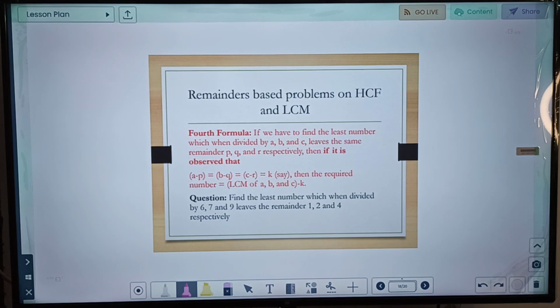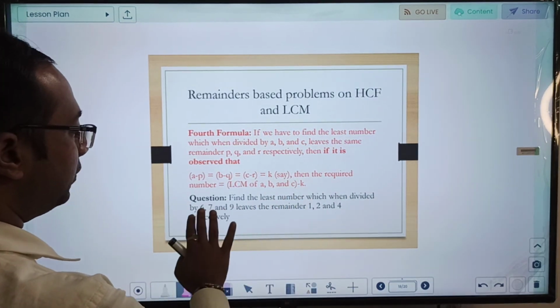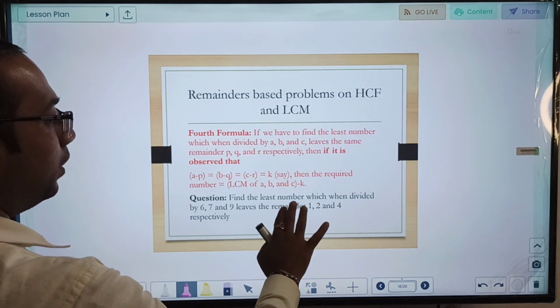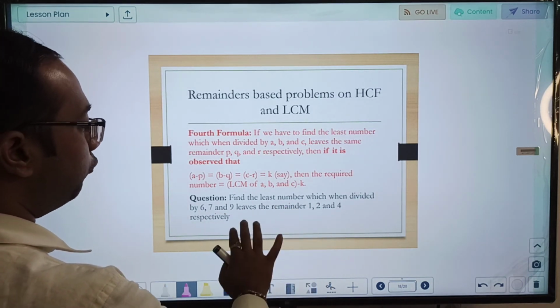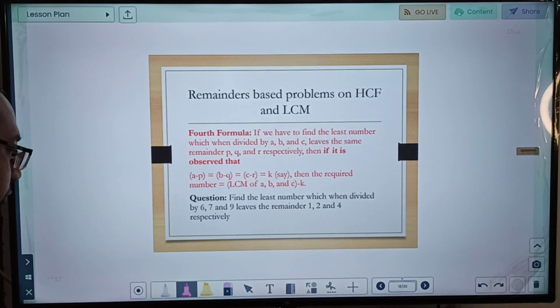Let us understand this question. What is this question saying? This is saying that suppose we are given 3 numbers 6, 7, 9, which leave the remainders 1, 2, 4 respectively. We have to find such a number. So first let's check whether we can apply this property or not.